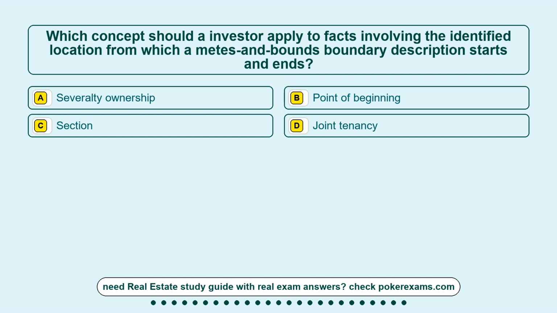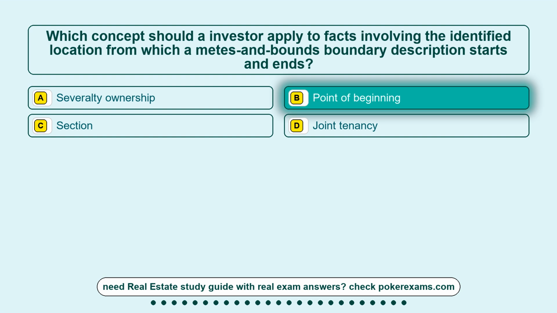Question 15. Which concept should an investor apply to facts involving the identified location from which a metes-and-bounds boundary description starts and ends? Option A, severalty ownership. Option B, point of beginning. Option C, section. Option D, joint tenancy. The correct answer is option B, point of beginning.